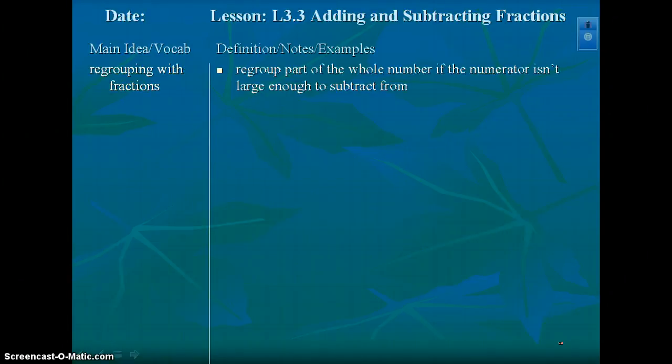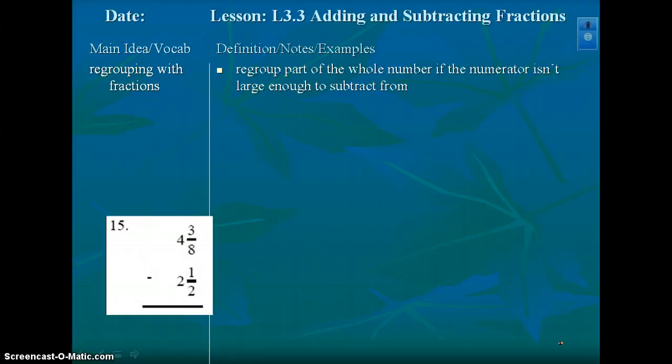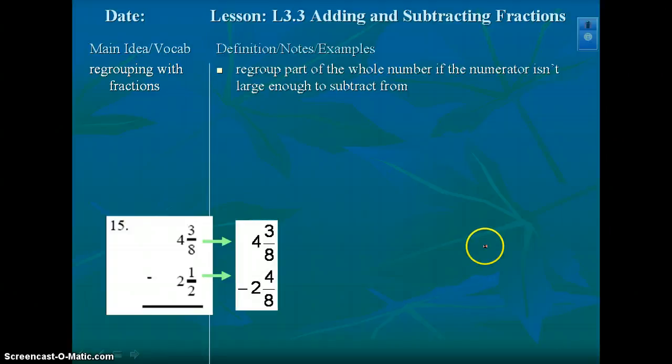Sometimes we have to do some regrouping, just like we did in our warm-up, where we had to regroup a few place values. If we want to regroup from part of a whole, if we don't have enough of the numerator to subtract, for example, 4 and 3/8 minus 2 and 1/2. We want to go for the common denominator here. 4 and 3/8 minus 2 and 4/8. 1 times 4 gives us the 4. 2 times 4 gives us the 8th.